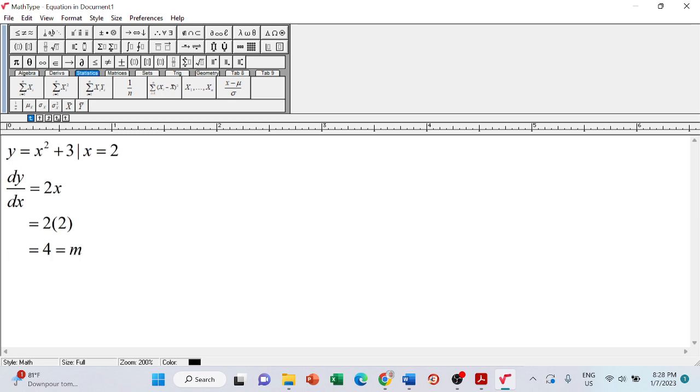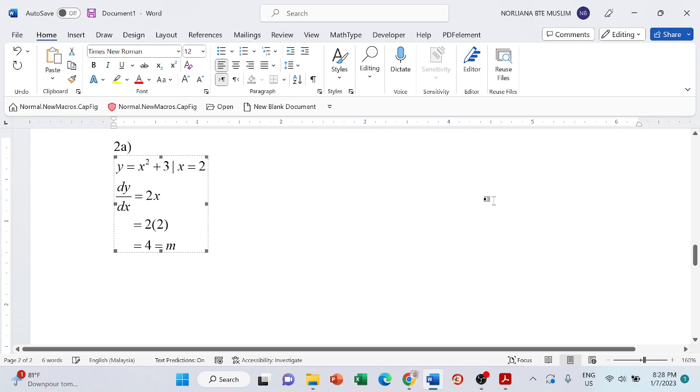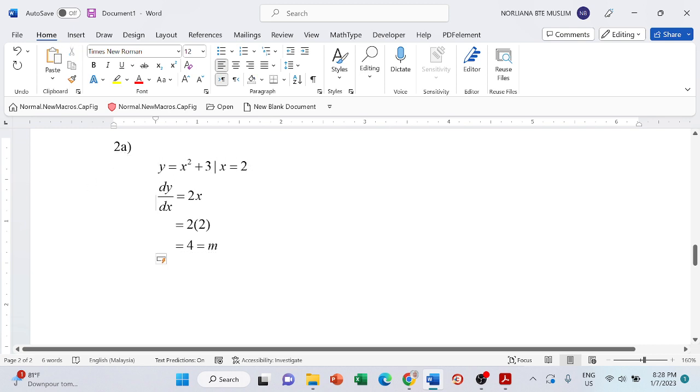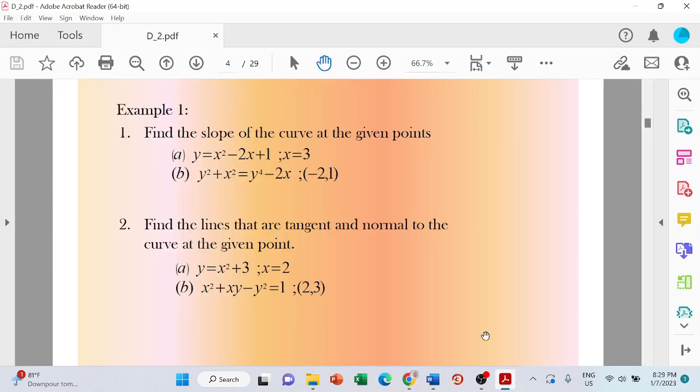Okay, anything do you want to ask here? Is there anything you want to ask first one at this part gradient? Baru cari gradient dulu. No, madam.